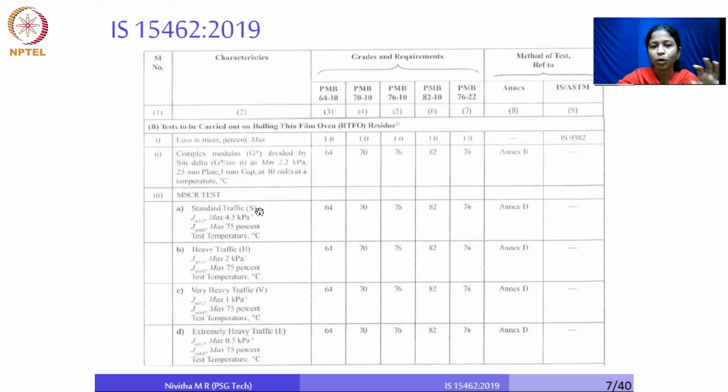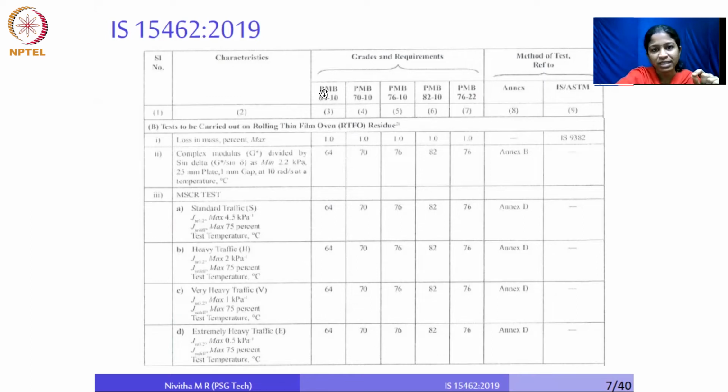So for a standard traffic, if you want to use a binder for standard traffic, this has to be a maximum of 4.5 kilopascal inverse at 64 degrees Celsius for a PMB 64-10 grade of binder. Similarly, the JNR difference is basically stress sensitivity. When you increase the stress level from 0.1 to 3.2, how is the deformation varying? Whether it is suddenly showing higher strain values at a higher stress level, or is susceptible to the increase in stress level, right? So that we understand by this JNR difference parameter. This is specified to be a maximum of 75%. The difference has to be a maximum of 75%. So this is for a standard traffic.